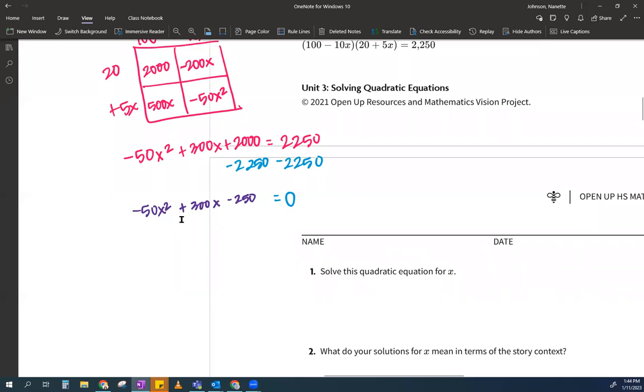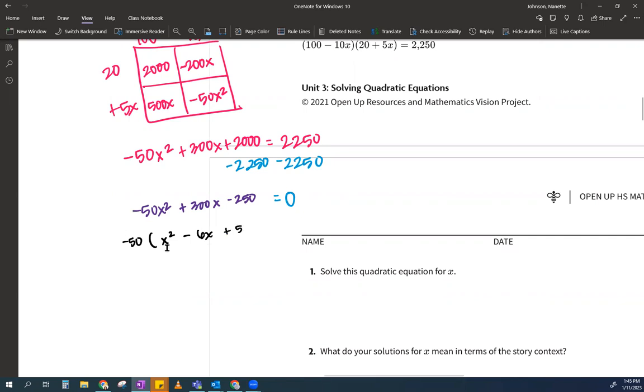Yeah, you can use the quadratic formula. Someone else said that they used completing the square. So I am actually going to factor because that's my favorite way, that's my go-to. Okay. So what I'm going to do is factor out this negative 50. Do you guys all see how there's a 50 here, a 50 here, and a 50 here? So I'm going to take out a negative 50. If I take out negative 50, what am I left with? Let's see, x squared minus 6x plus 5 equals 0.